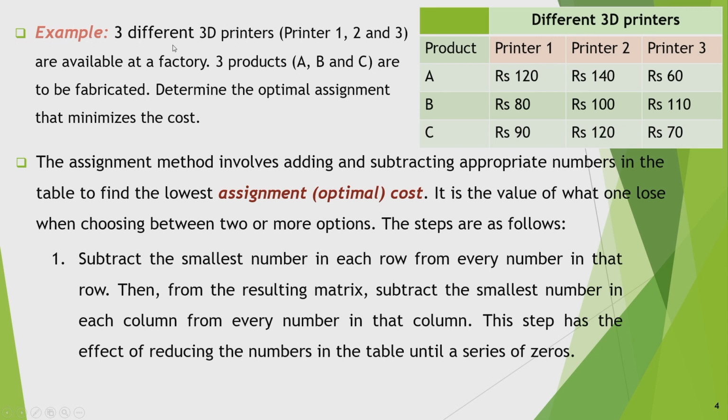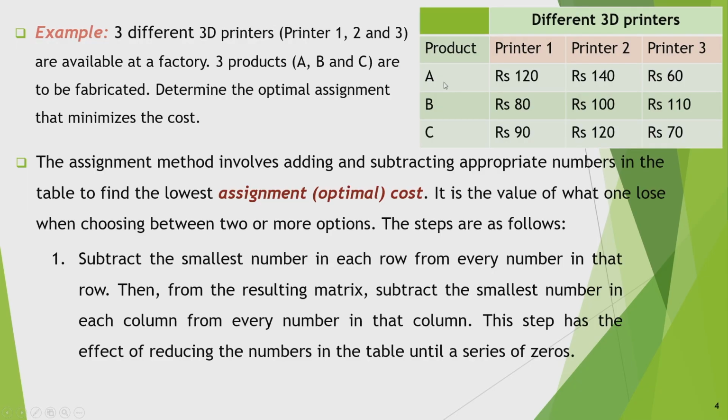Suppose we have 3 different 3D printers, that is printer 1, 2 and 3, okay, and they are available at a factory. Now, 3 products are to be fabricated. You know that with a 3D printer or additive manufacturing machine, you can make the products. So, let us say that we have to make 3 products A, B and C, and how should they be assigned, that on which printer I should give A, on which I should give B, on which I should give C. So, let us say that we know the cost of producing that product in different printers.